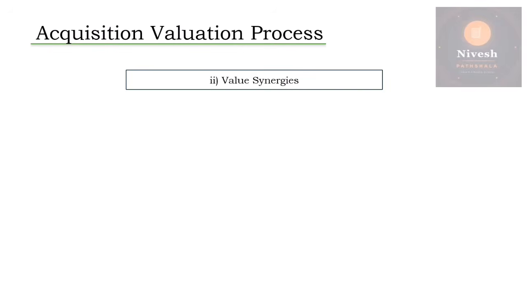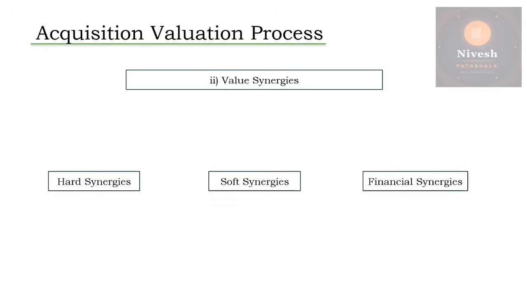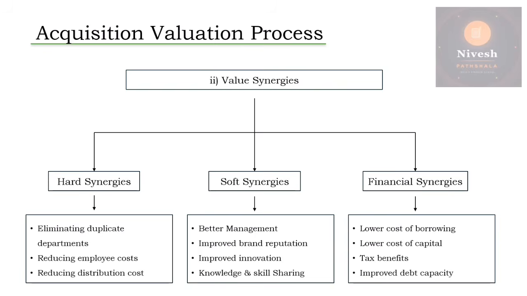The next step of the acquisition valuation process is valuing synergies. So what are synergies? Synergies are the extra value that is created after the acquisition. There are 3 types of synergies: hard synergies, soft synergies, and financial synergies. So what are hard synergies? Hard synergies are measurable cost or revenue benefits that can be directly quantified, like eliminating duplicate departments, reducing employee costs, reducing distribution costs. These are called hard synergies.